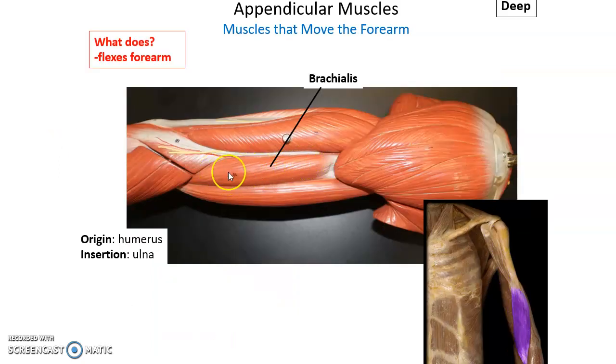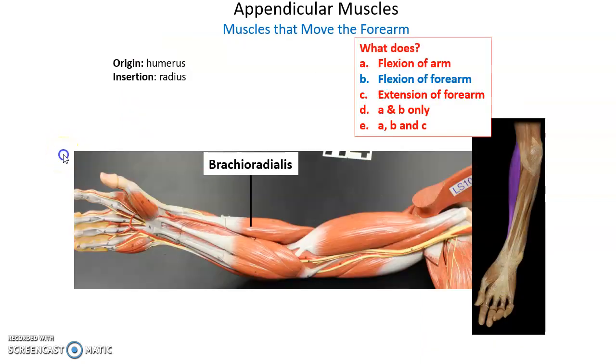Brachialis is underneath or posterior to the biceps brachii, so it's underneath it. However, it's still anterior. It's still on the front of the humerus, so it's in the anterior compartment. Its origin is in the humerus. It inserts into the ulna, and when it contracts, it flexes the forearm at the elbow. Then we have brachioradialis muscle. It crosses the elbow joint. So its origin is in the humerus. It inserts into the radius. And it is also able to do flexion of the forearm. So it helps to bend the elbow to flex the forearm.